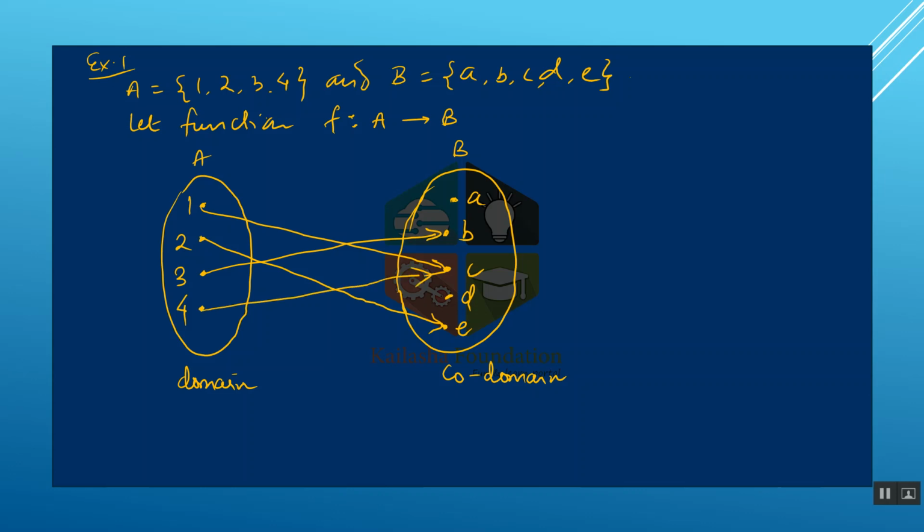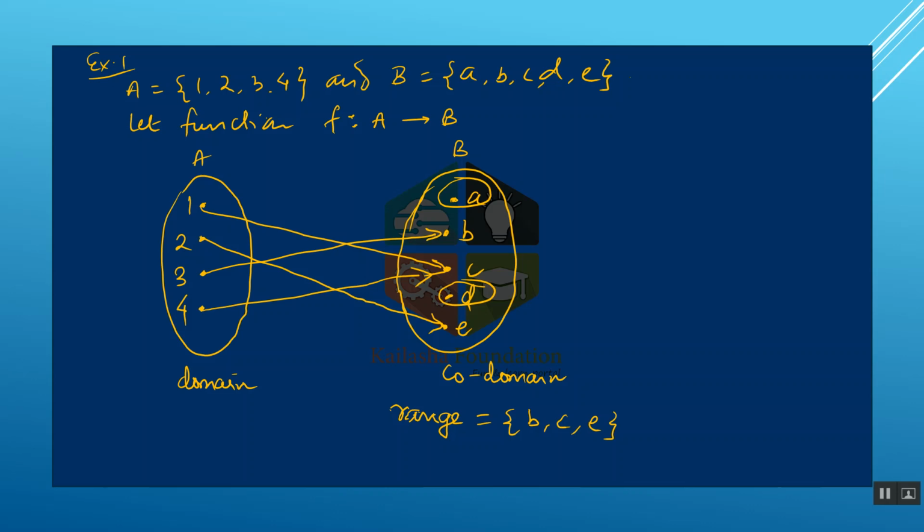So now, the domain is this entire set. The domain can never be other than this. The complete first set is the domain. Now the codomain is a, b, c, d, e, but the range is the actual output set. a is not in the output, d is not in the output, so the actual output set is b, c, e. So this is the range: b, c, e.